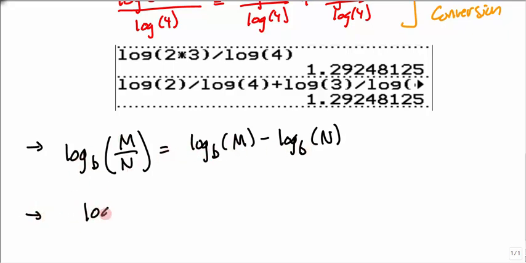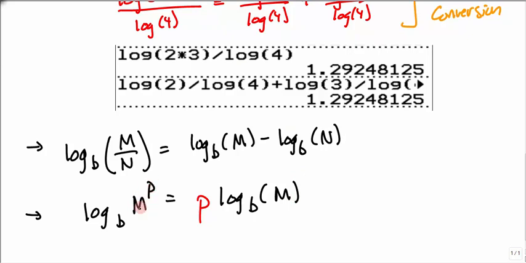If I had log base b of m to the p, remember we've looked at this before, I can pull that p out front and just be left with log base b of m. So we've looked at the log of a product is the sum of the logs. We've looked at the log of a quotient as the difference of the logs. And we've looked at where I have an exponent on the argument of the log, I can pull that exponent out front. So these are going to be some of the important properties that we look at.